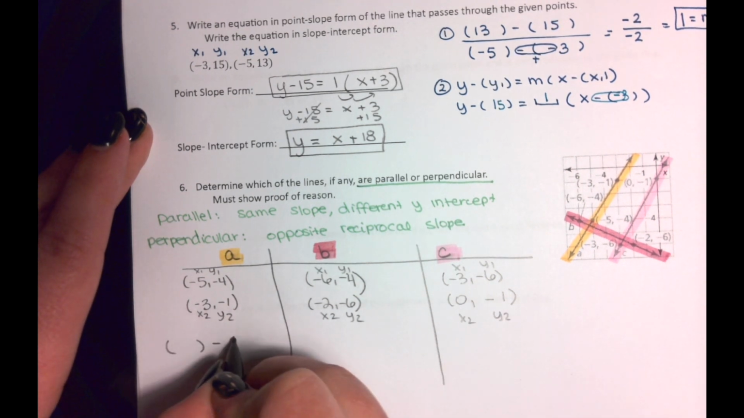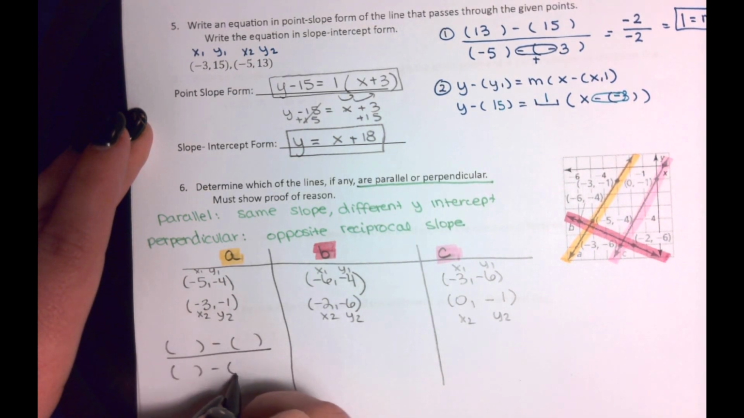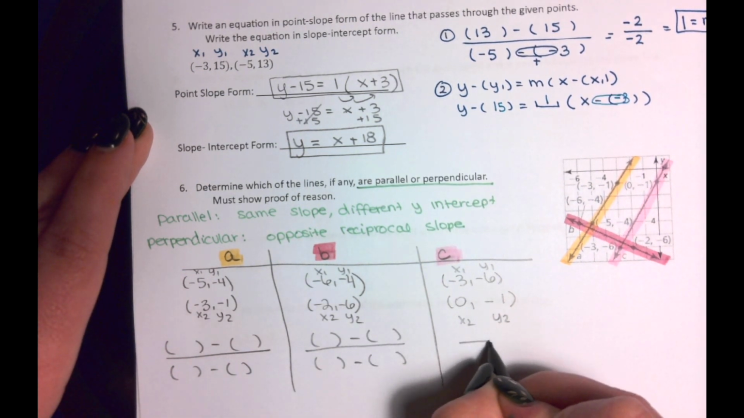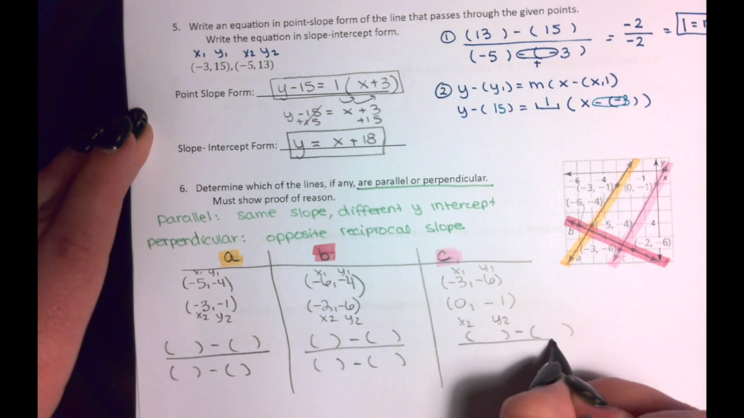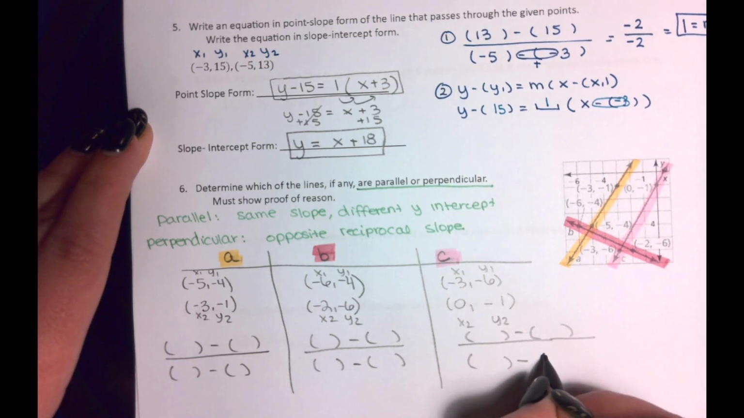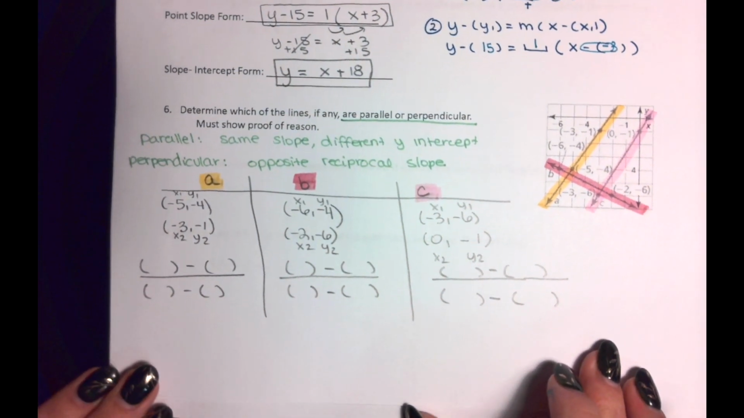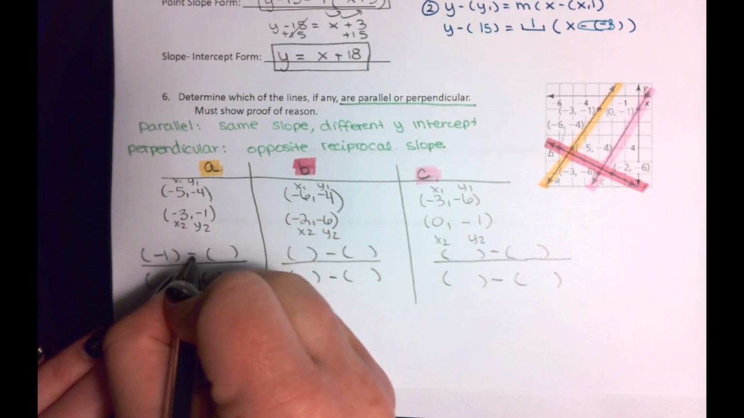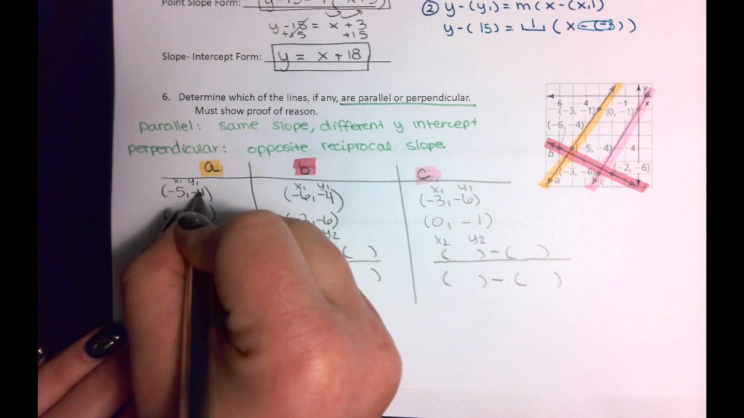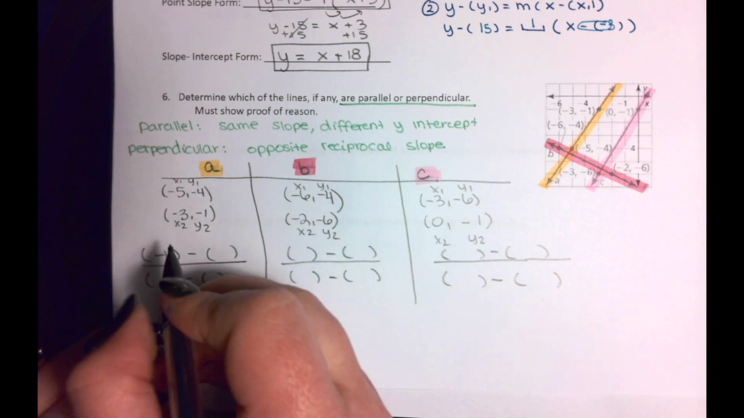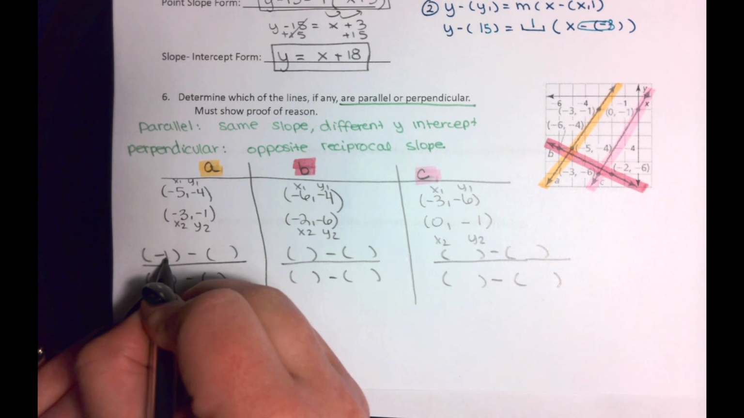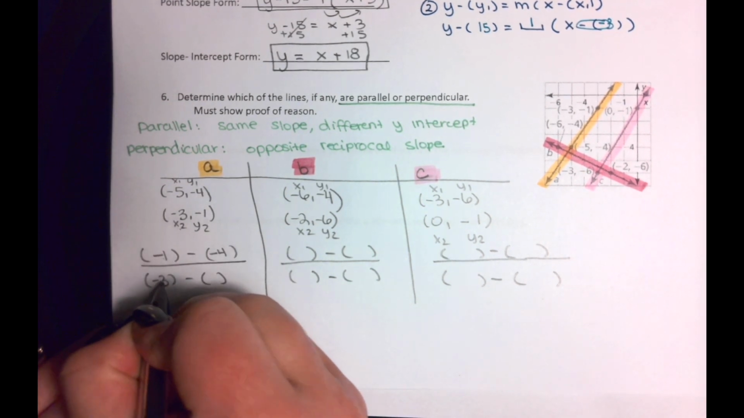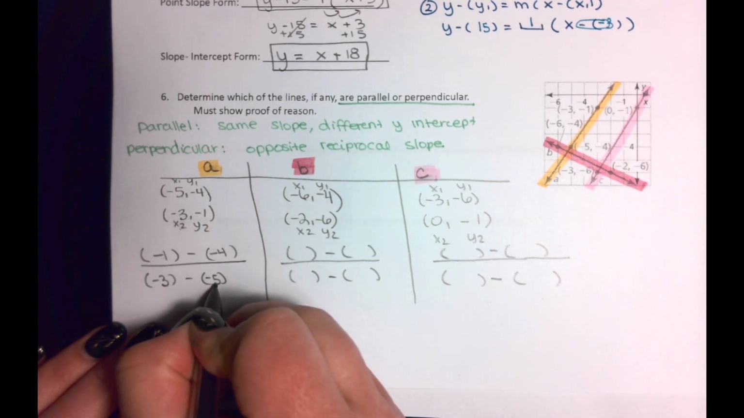Again, using your slope formula, we're going to find the slope. Now, if you're choosing to count, that's fine. Just be careful because, again, a lot is happening in that small little graph. All right, x2 is negative 1. x1, let me take that back because that's wrong. y2 is negative 1. y1 is negative 4. x2 is negative 3. x1 is negative 5.